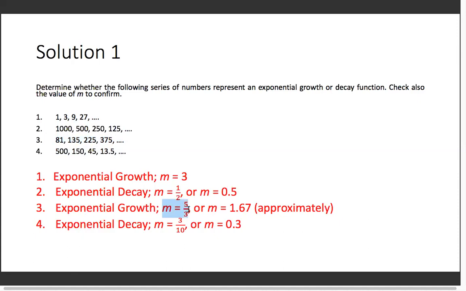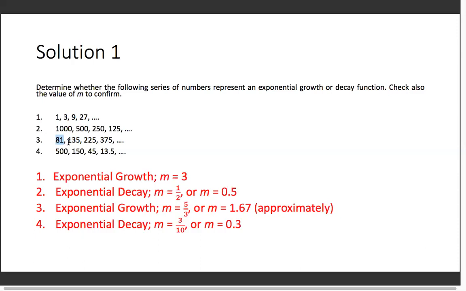Actually, to save you time in determining the multiplier, take note, this is very, very important: if you are sure that the series of numbers you are dealing with is exponential in nature, and you are sure that they are consecutive terms, first, second, third, fourth, fifth, sixth, with no jumping of terms, you will always determine the value of the multiplier by dividing the succeeding term by the previous term.